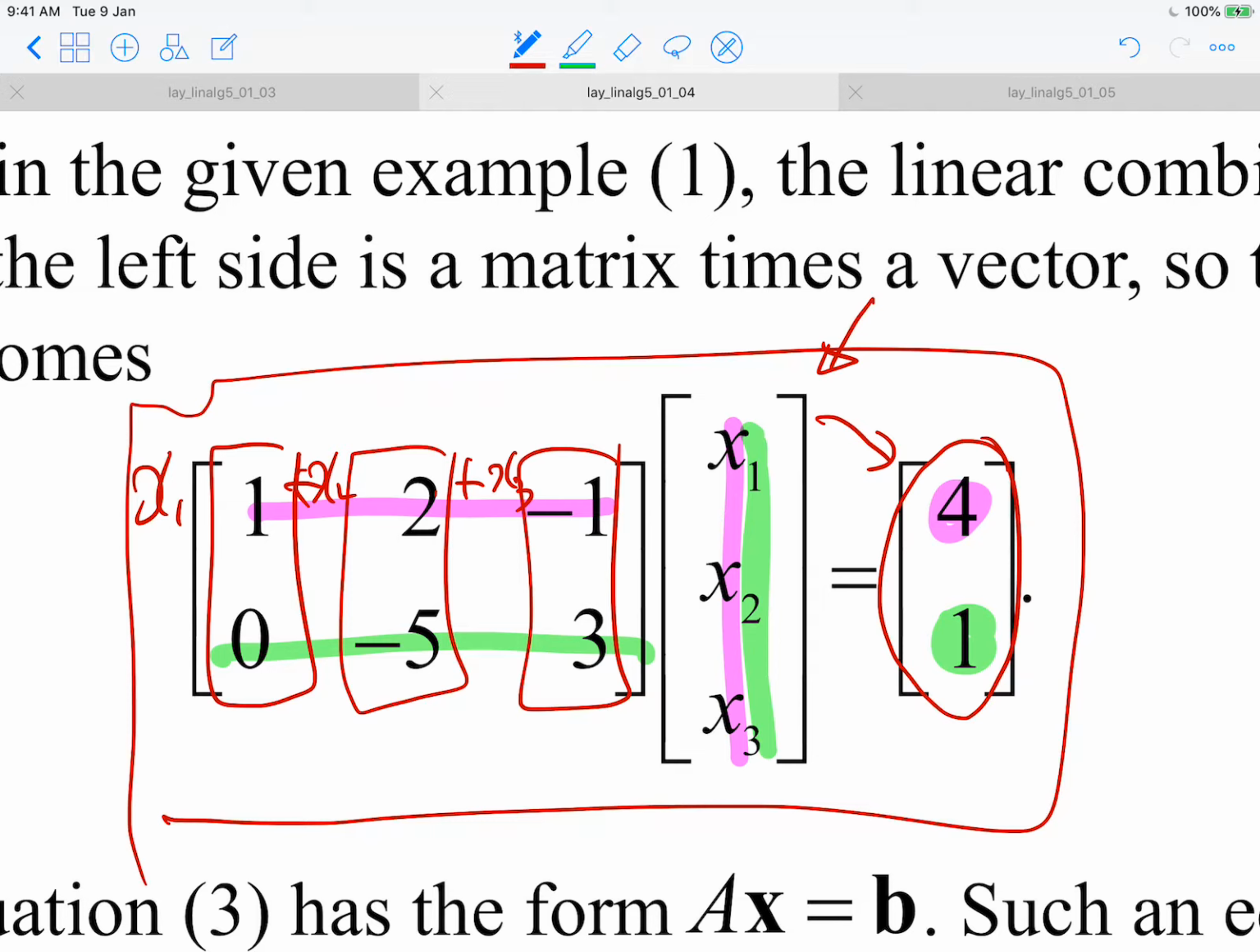So in this case, let's look at this case. Even before we obtain the reduced echelon form, we know that this has a free variable, right? Because we only have two rows and three variables, so we have at most two pivots. It means we have at least one free variable.